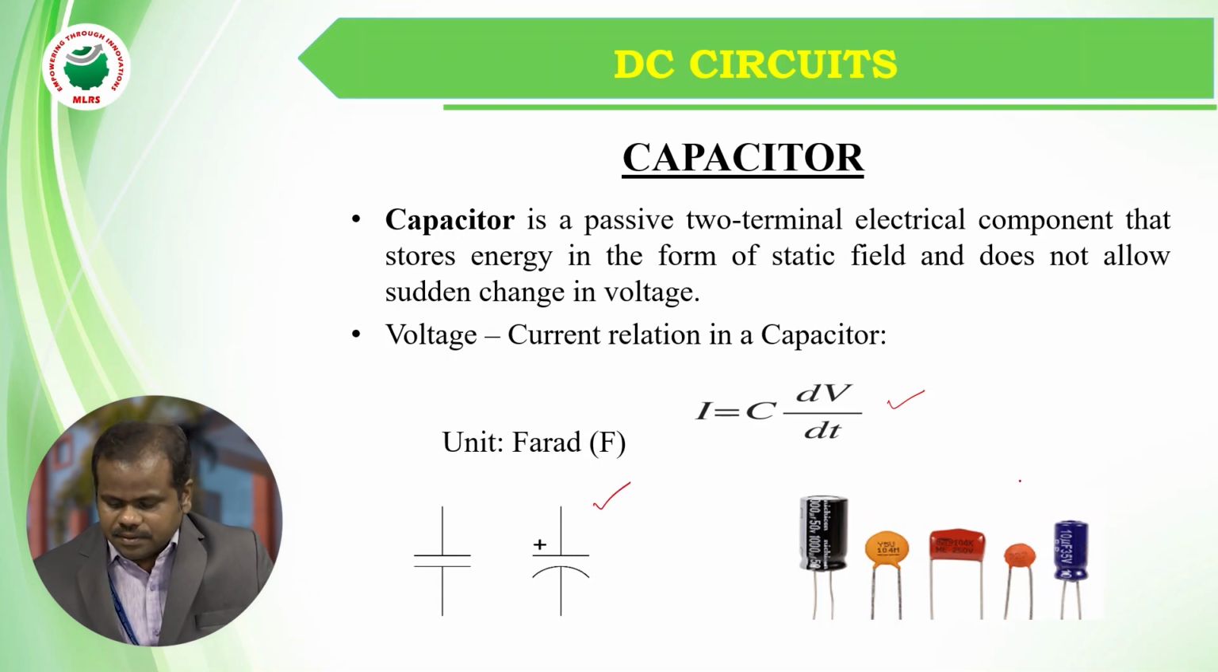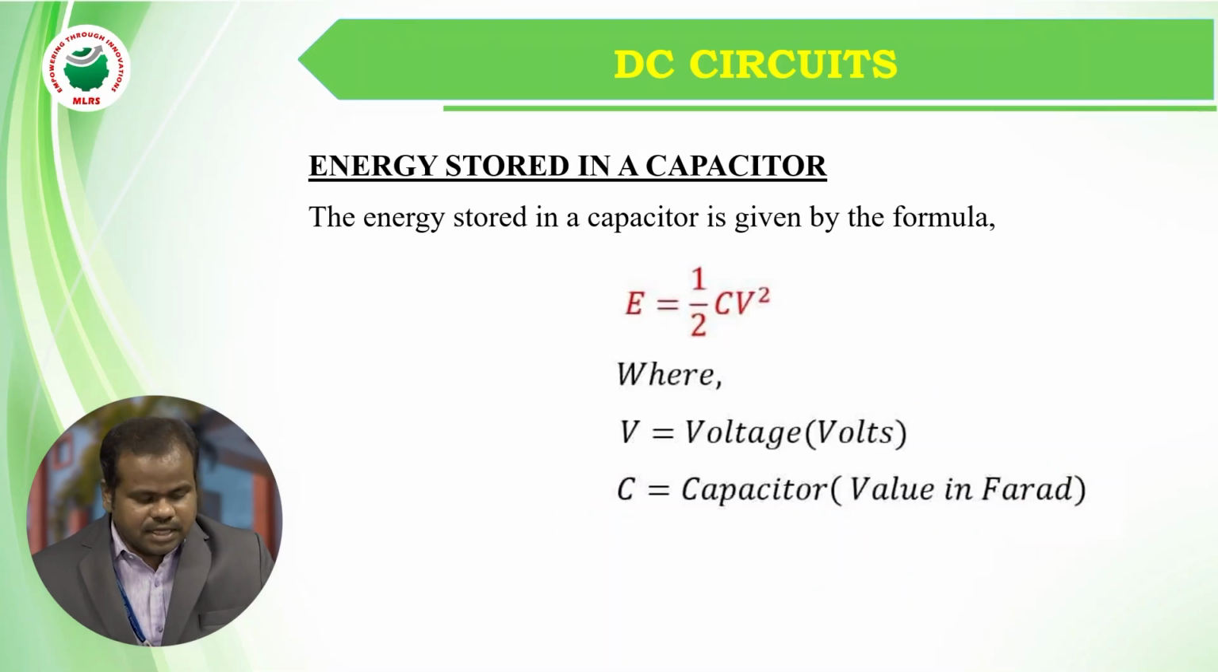And these are the symbols of the capacitors that are practically used in real-time applications. As I said, a capacitor is a passive element which stores energy in the form of a static field. And coming to the energy stored in a capacitor, it is given by the formula E equal to half CV square, where V is the voltage across the capacitor, C is the capacitance value in farad, and E is the energy stored by the capacitor.